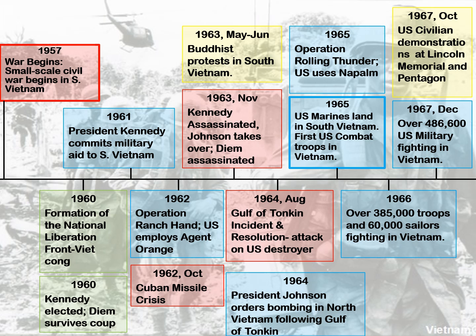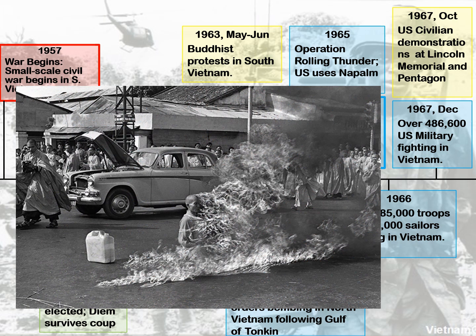Buddhists protest Diem's harsh treatment of Buddhists. Remember, he's Catholic and he did not tolerate freedom of religion. Buddhists were literally lighting themselves on fire in protest. Kennedy sees this and understands finally that Diem was not a good guy.